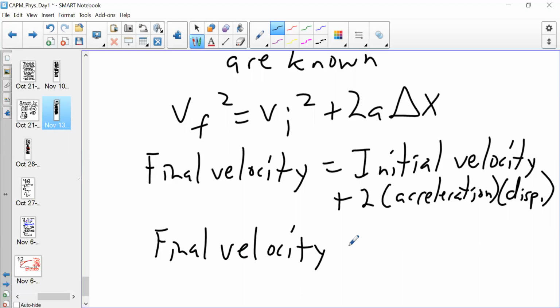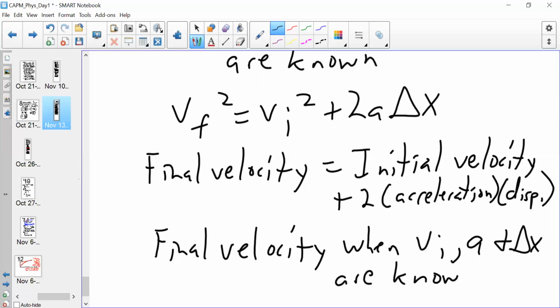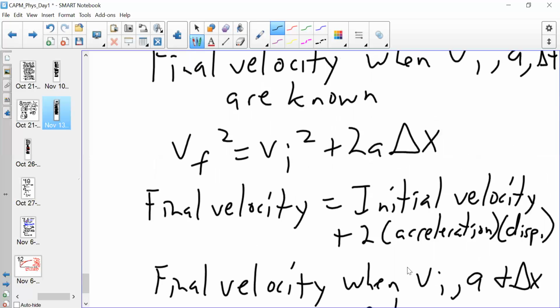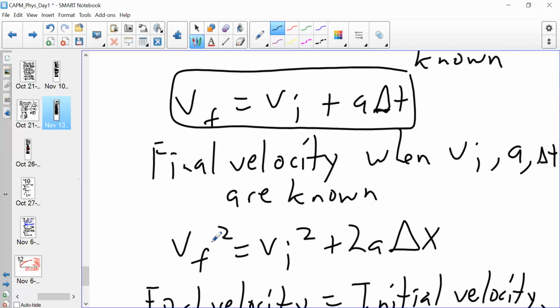So it's final velocity when I know my VI, acceleration, and delta X. You know all three of those, you can use this equation. All right, well, if I just know my initial velocity, acceleration, and time, I can find my final velocity using this equation.